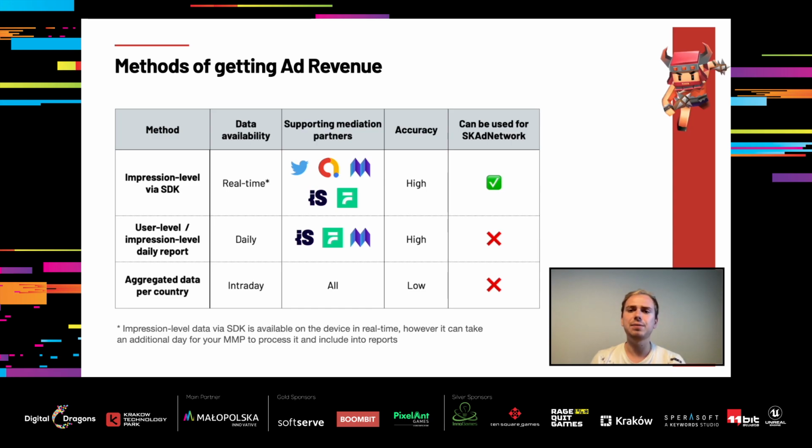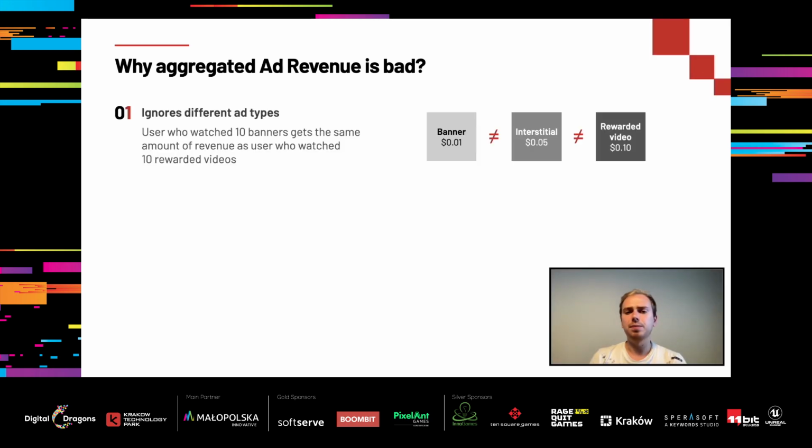Unfortunately, from time to time, I still see developers using that method to populate their BI. Let me explain why it is bad and why you should avoid it at any cost. Aggregated method splits ad revenue proportionally to all users based on event count. It can be session or ad impression or another event.